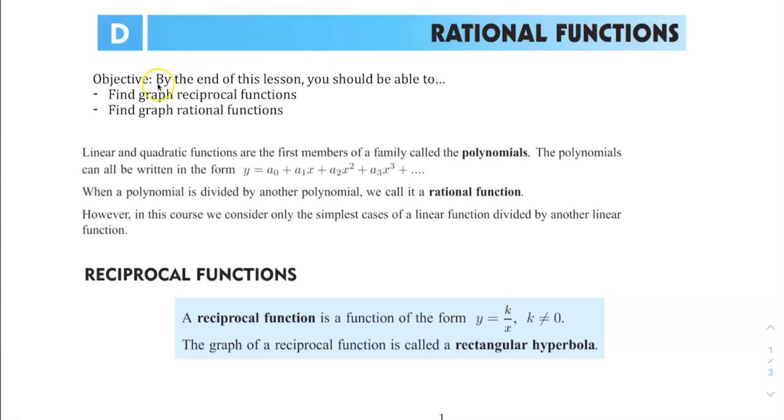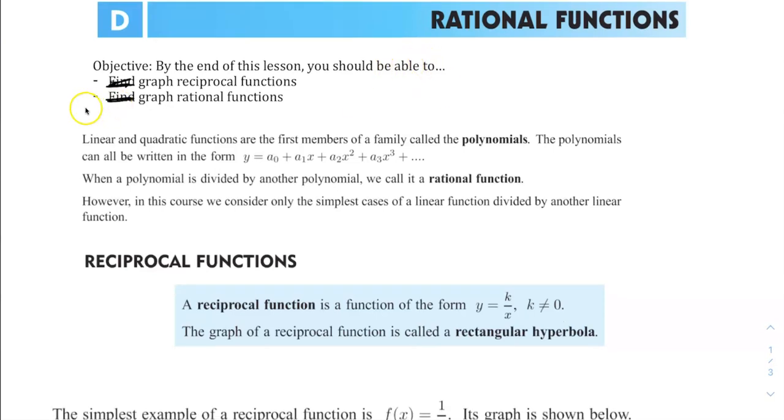Rational functions. Objective: by the end of this lesson you should be able to graph a reciprocal function and graph a rational function. Before this, we did linear and quadratic functions, which are the first members of a family called polynomial functions. Polynomial functions are any function that can be written in this form. You just have linear terms, quadratic terms, x to any power you want. No fractions, nothing else. It's just stuff like 3x^4 + 2x - 1. These are all called polynomial functions.